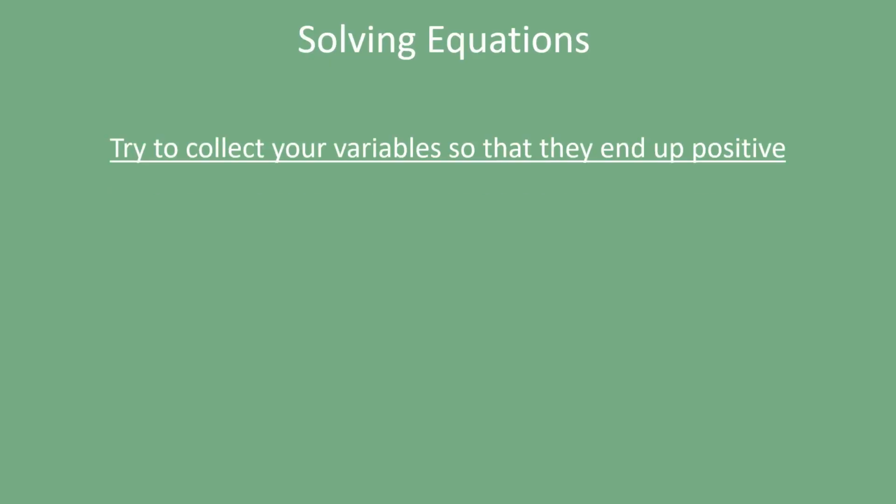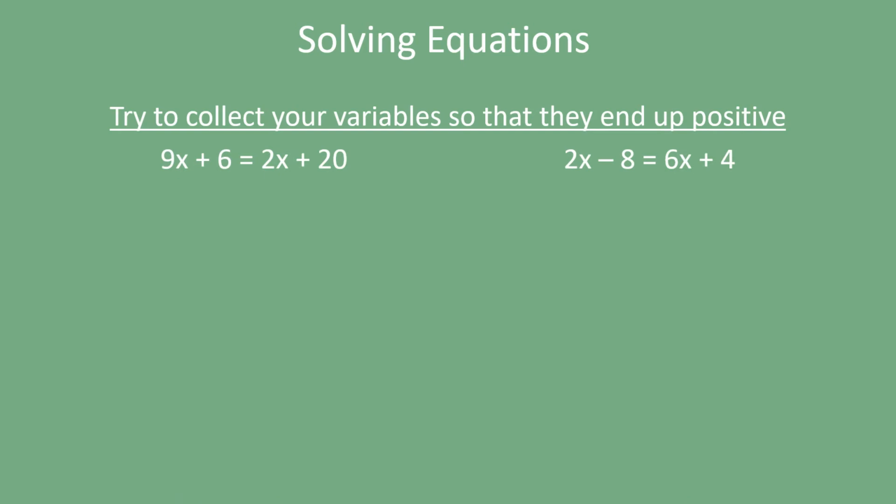So if we have got x on both sides and we've got numbers on both sides, we just have to do 2 levels of subtraction or 2 levels of addition here. So let's look at this first one. I'm going to subtract 2x because the greatest positive amount of x is on the left hand side, and that'll give me 7x and nothing.